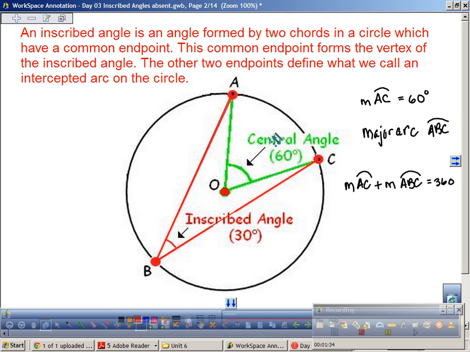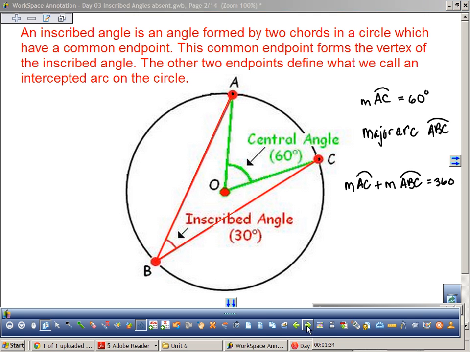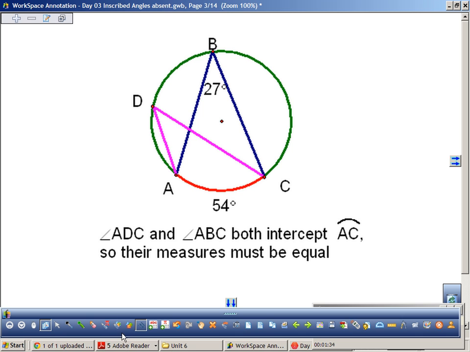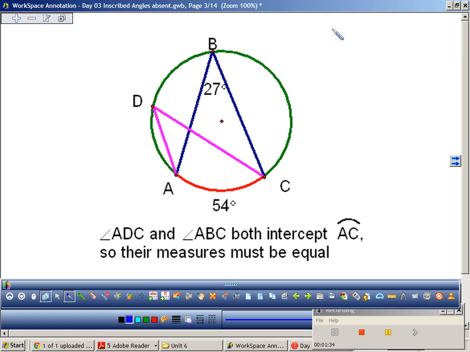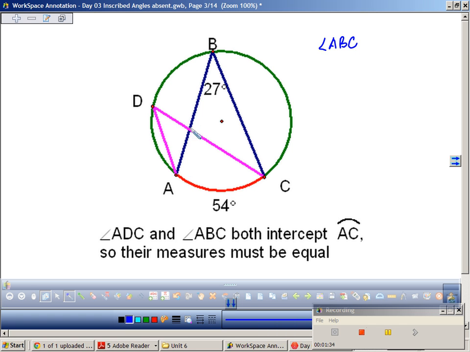So it has the same intercepted arc as the central angle. But do you notice that it's half the size? Which kind of makes sense, because it's kind of like taking the angle and stretching it across the entire circle. This is halfway across the circle. This is all the way across the circle. Okay, so let's look at this. So I've got two different angles here. I've got angle ABC, right here, angle ABC, which is intercepted.